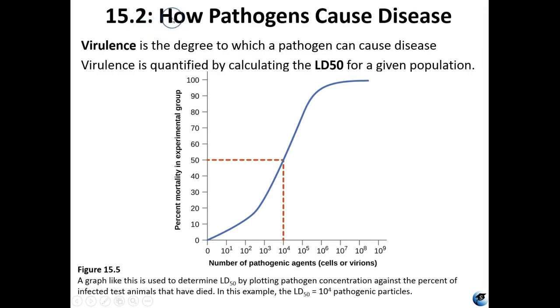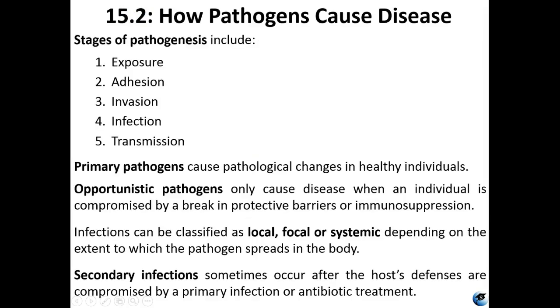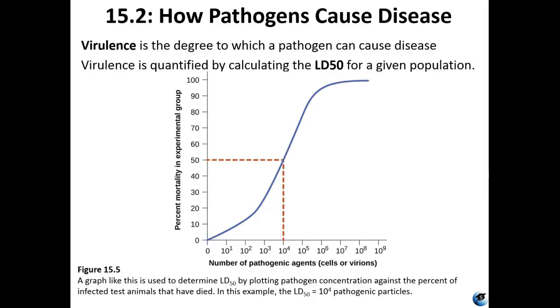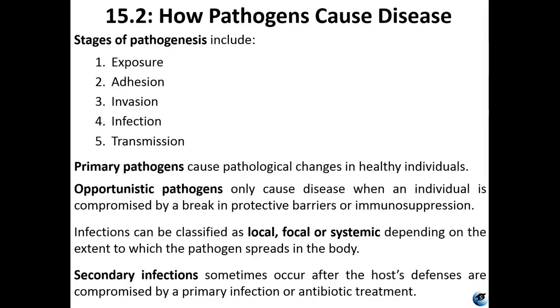Stages of pathogenesis in order are exposure, adhesion, invasion, infection, and transmission. So this is when an individual is exposed to the pathogen. Then after exposure, the pathogen has to adhere. So it has to attach or somehow become embedded in order to then invade.